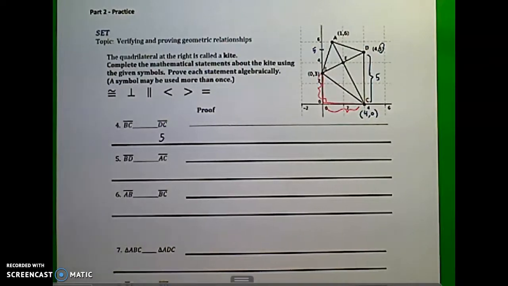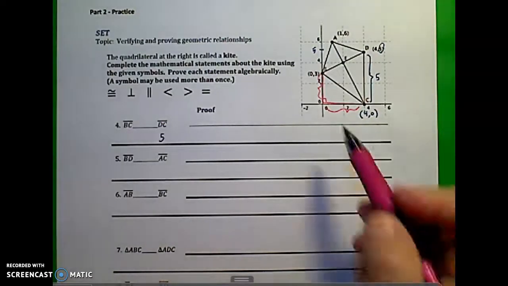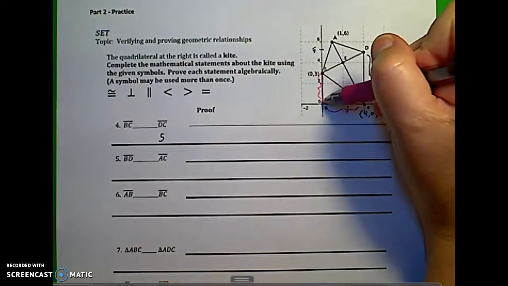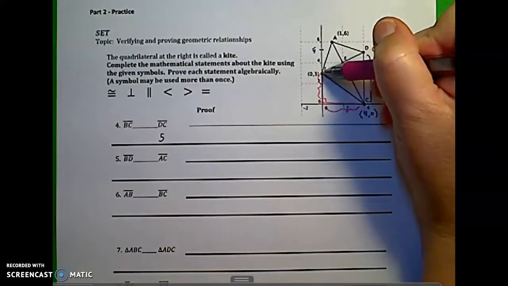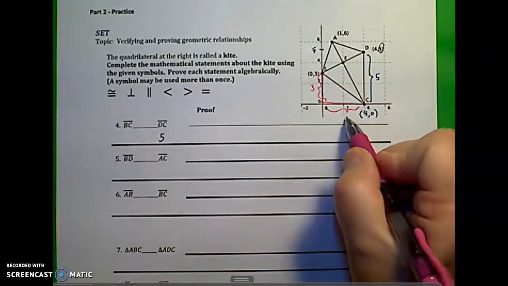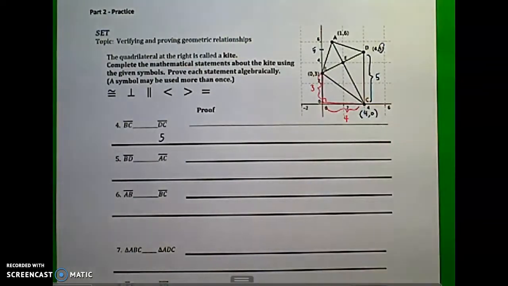Or I can do the distance formula. Let's do the Pythagorean theorem for this one. It's kind of neatly set up. So in this one, this goes up to y equals 3. It starts at 0 to 3, so this has a height of 3. From 0 to 4 is a length of 4.